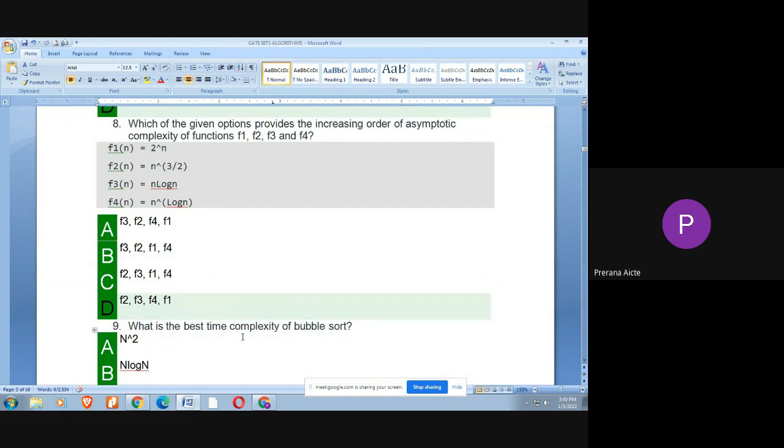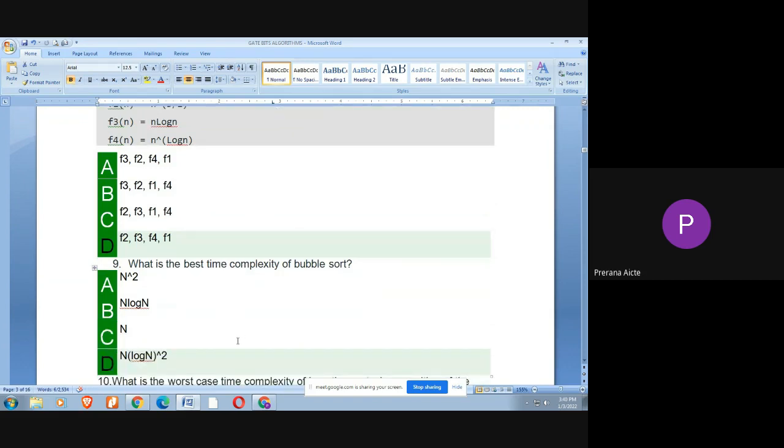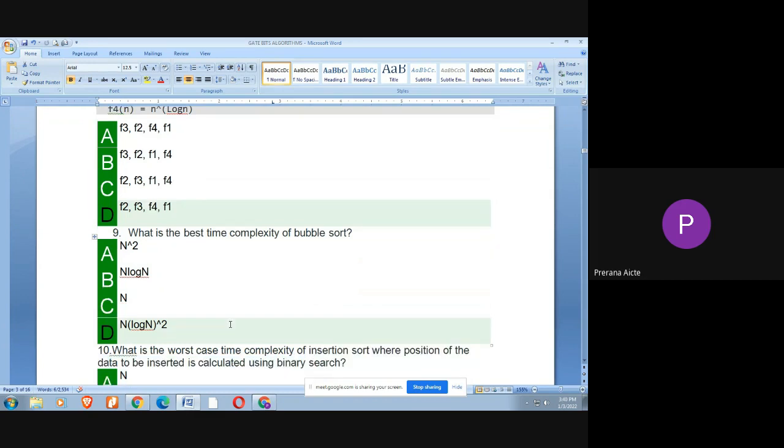What is the best time complexity of bubble sort? We are given the options n square, n log n, n into log n square. Bubble sort is at its best if the input is in sorted order. If the input data is sorted in the same order as the expected output, then we will come across the best case, and this can be achieved by using one boolean variable.